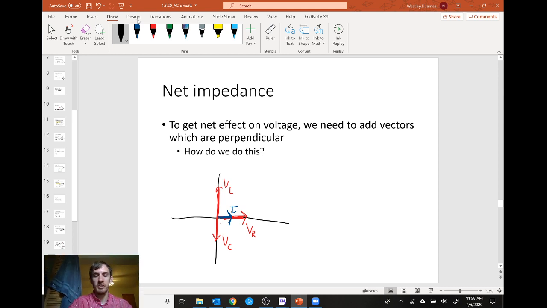Well, to add vectors, step one, add parallel, anti-parallel vectors together.